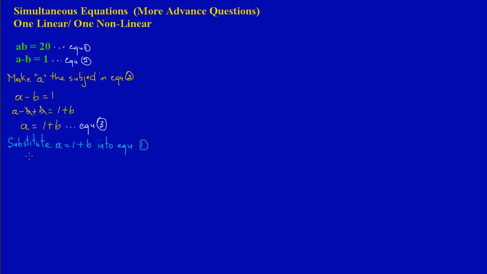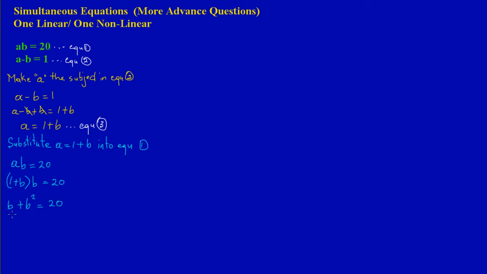Okay, now equation 1 states that A times B, so we have AB is equal to 20, and AB is the same as A times B. So I'm going to remove my A and replace it with 1 plus B. So here I have 1 plus B, and I'm going to put that in a bracket, and multiply that by B because A is multiplying B, and all of that is equal to 20. So really what I must now do is expand my bracket by distributing B inside the bracket. Okay, so B times 1 would give me B, and then B times B will give me B squared, and that is equal to 20.